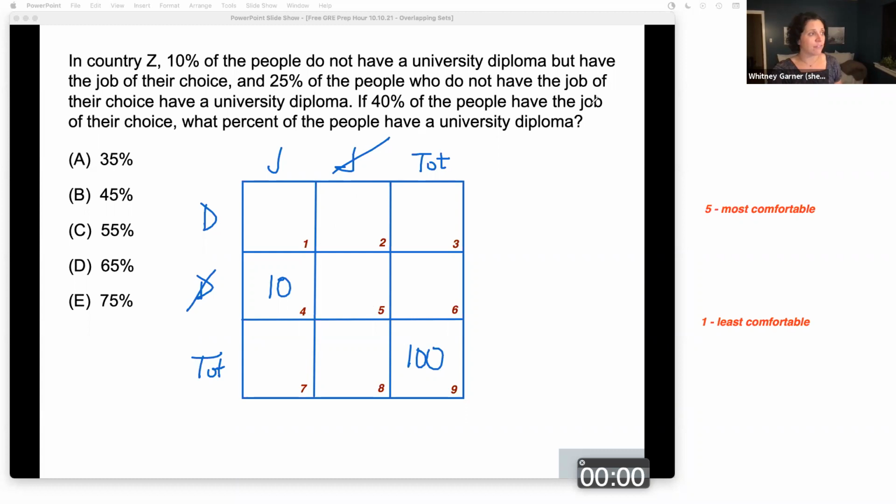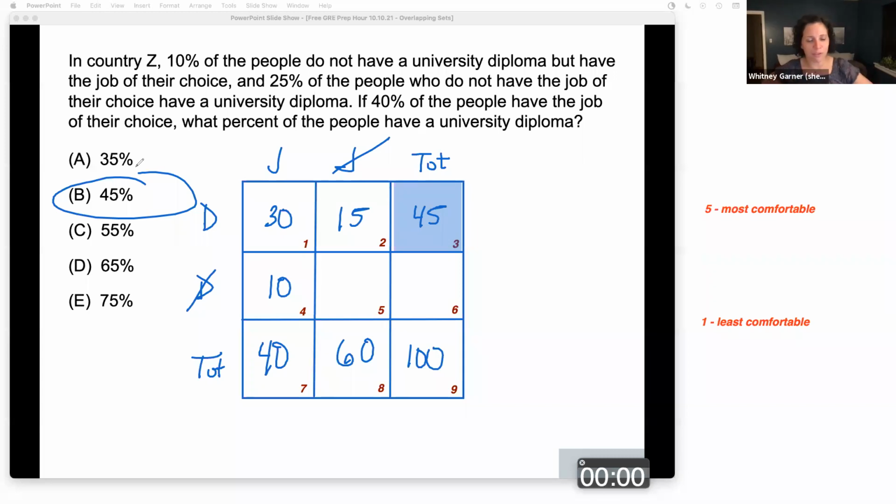40% of the people have the job of their choice. Okay, so that would be 40% of the people have the job of their choice. Means 60 don't. I could fill this in back here if I really want to. That's 30. Now, 25% of these people, of these 60, have a university diploma. 25 is 1/4, and 1/4 of 60 is 15. So what percent of people have a university diploma? That's this block. And so our answer is 45. Nice, y'all.